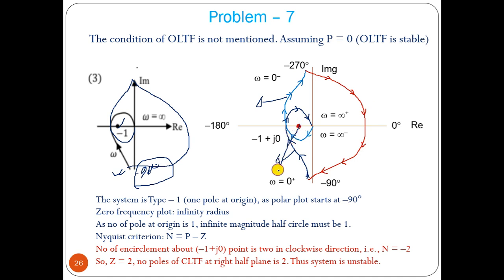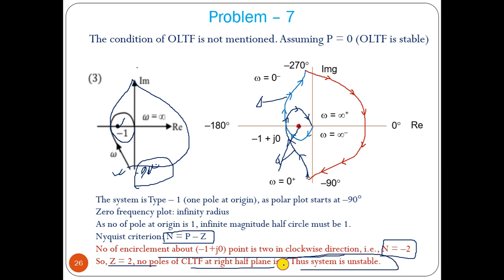Now if we draw a line, those two are clockwise, so the number of encirclements is 2 in the clockwise direction, so N becomes -2, because in that formula N is always in the anti-clockwise direction. Here it is clockwise, so -2. P equal to 0, so Z equal to 2, so the number of poles in the right half plane is 2, so the system is unstable. So the third system is unstable.